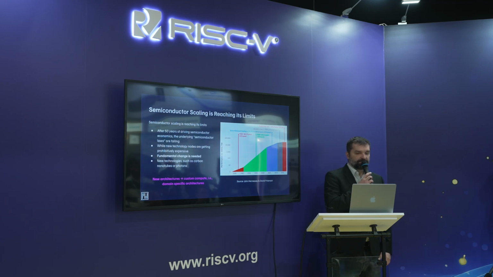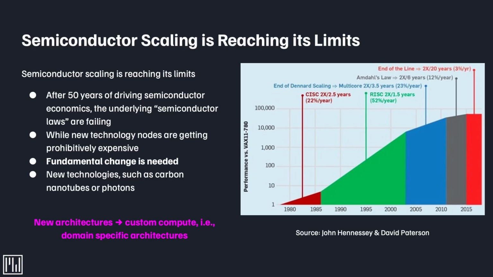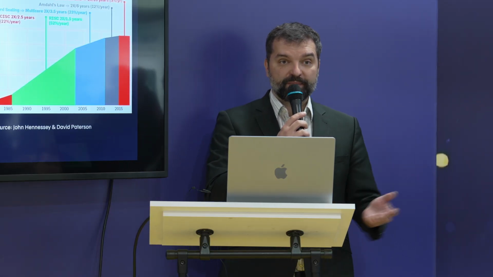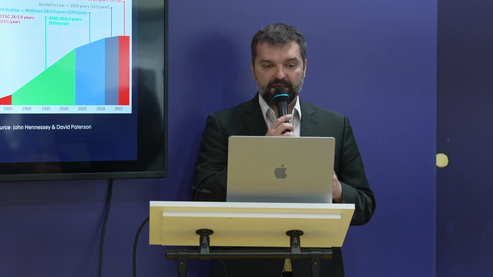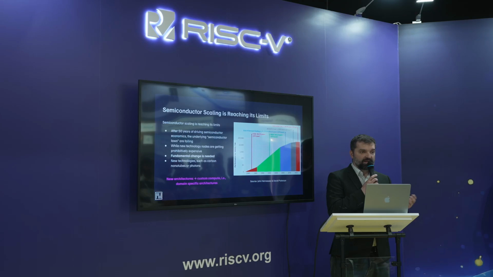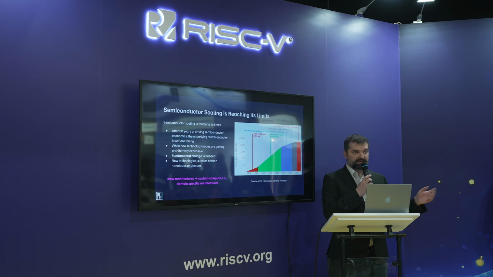Now, why are we here? If you look at the semiconductor industry, we can see that we are reaching the limits. In some cases, laws even stopped working, such as Amdahl's law or Dennard scaling. We can debate Moore's law, but it's also slowing down at least. So we have to find a way to accelerate and get the performance. One way to go is some fundamental change, such as new technologies like carbon nanotubes or optics. These things are good, but a bit further in the pipeline. So we need to find a way to do it now.